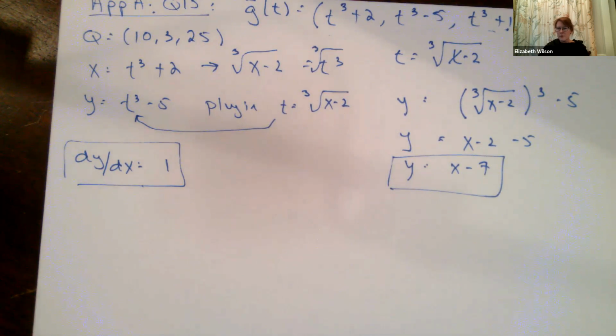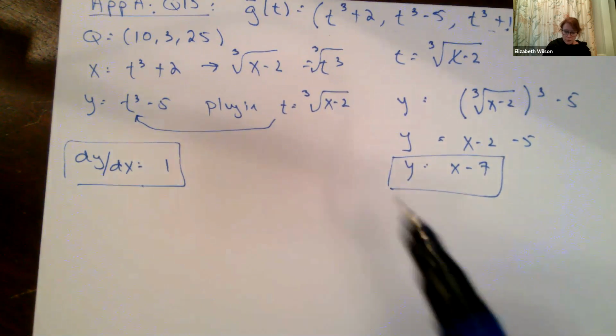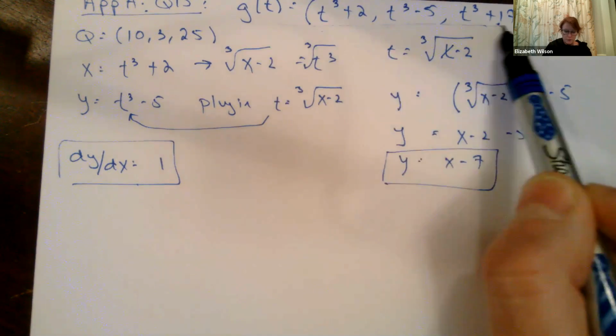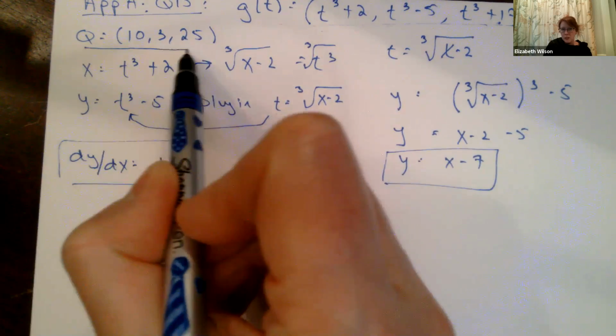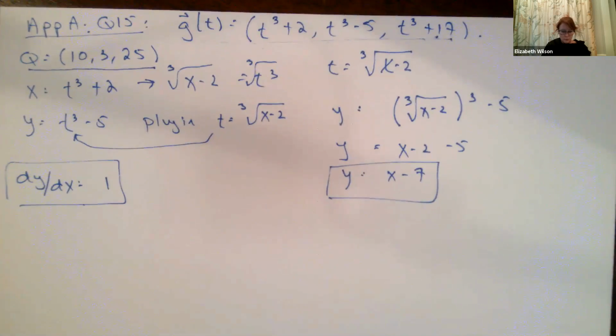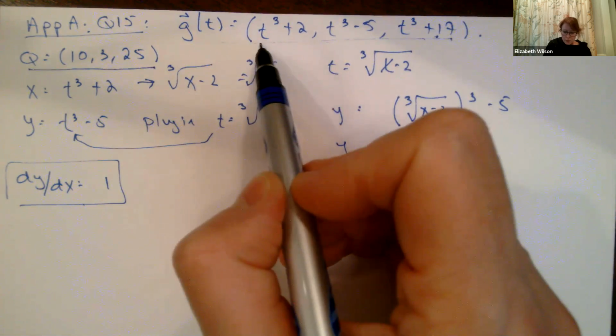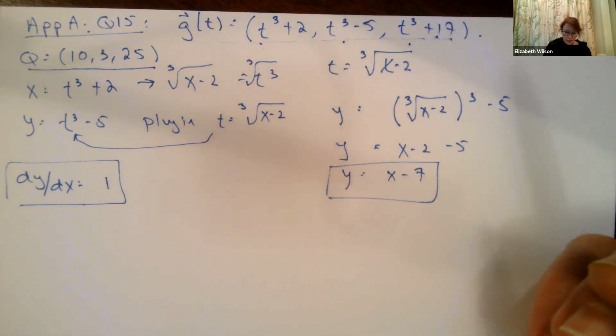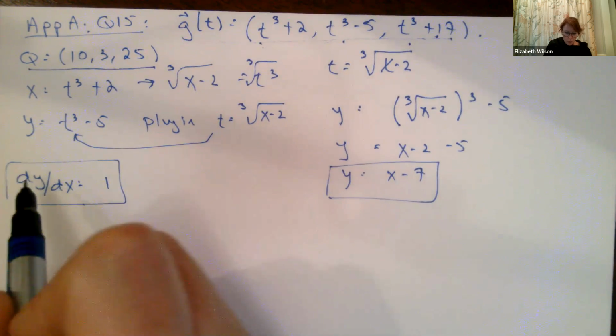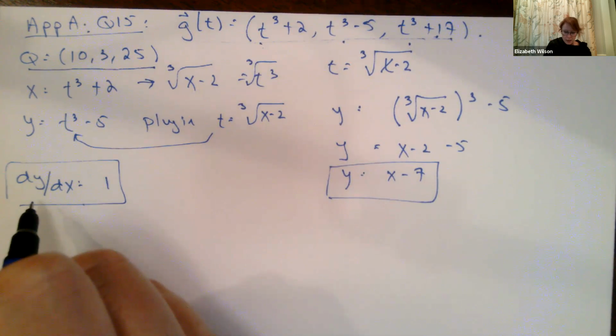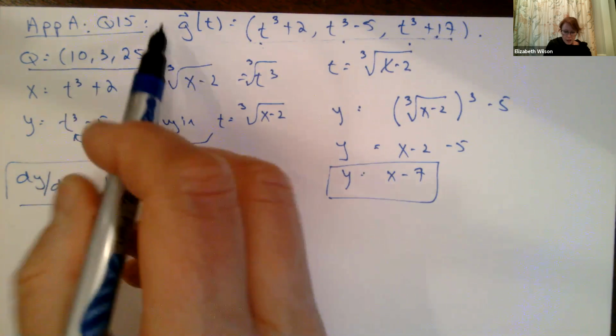So it's a little bit of a misdirect. What they wanted was, they said we've got this function. It's a multi-component function, and we've got this particular point Q, with x, y, and z components to it. So my x of t, my y of t, and my z of t. Now, what they were asking for is dy dx at this particular value.